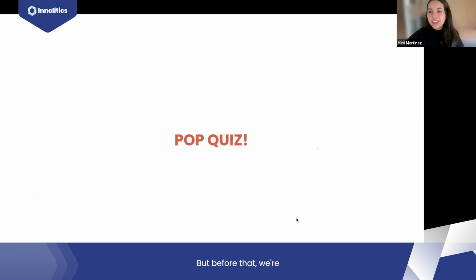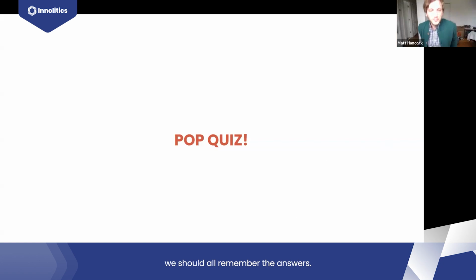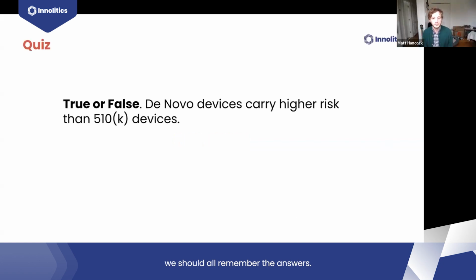But before that, we're going to have a pop quiz. This will just be a self-test quiz. I think most of the questions are true and false, so maybe you can try what Meri did last time, which is thumbs up for true, thumbs down for false, and then see how we do. I think a lot of these are from the article, so hopefully we should all remember the answers. Okay, let me move you all up here.